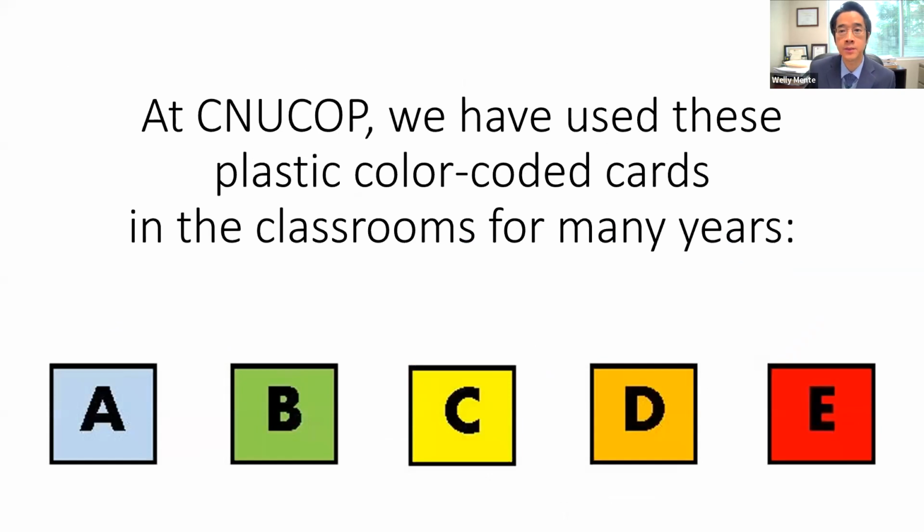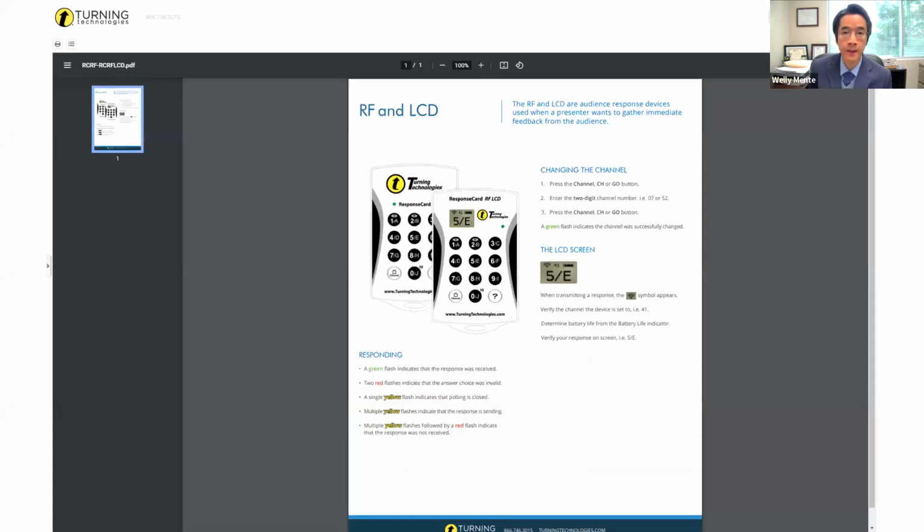So at CNU COP, we had these plastic cards that we used for years in the classroom. They had these colors, A, B, C, D, E. And the faculty would ask the students or teams to identify their answer responses by lifting up a card in the classroom. So this was good. It had its utility. But over the years, we started to realize that it had some limitations, because there were pros and cons to expecting that student teams would simultaneously raise their answers in the classroom.